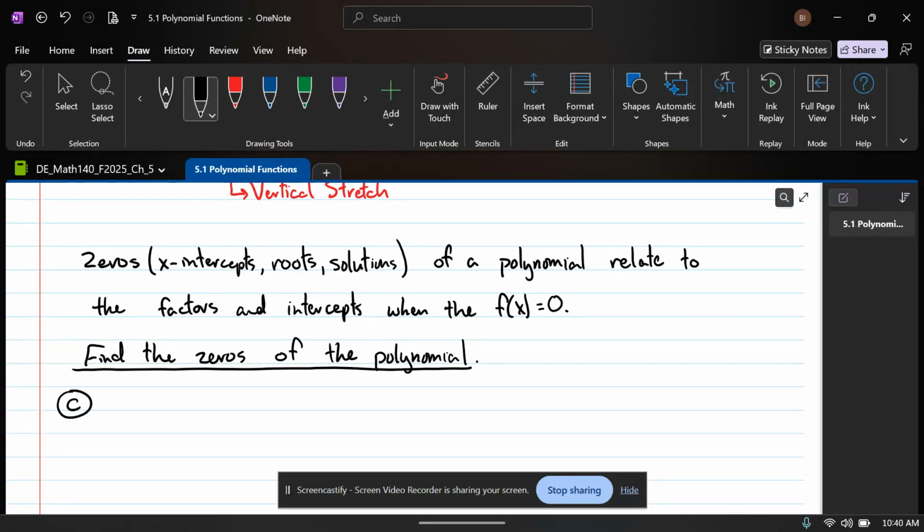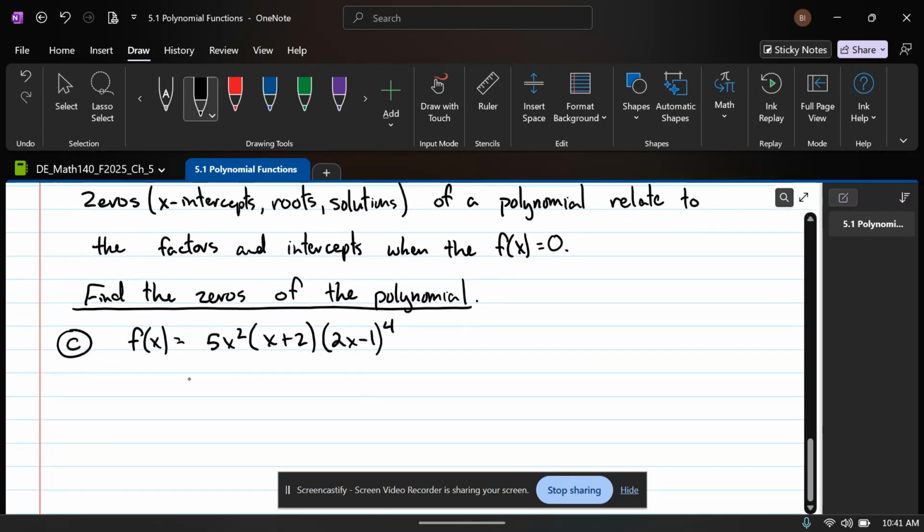Example C. Here's our polynomial. f(x) is equal to 5x squared, parentheses, x plus 2, parentheses, 2x minus 1 to the fourth. So that's our polynomial. We want to find the zeros of that. To find the zeros of any equation ever, you set the whole equation equal to 0. So when you're reading the problem out of the book, I would probably just start my first step setting it equal to 0 like that.